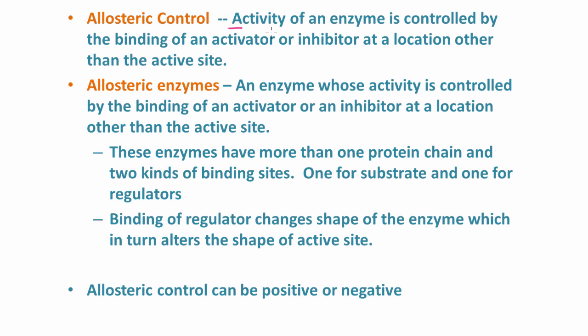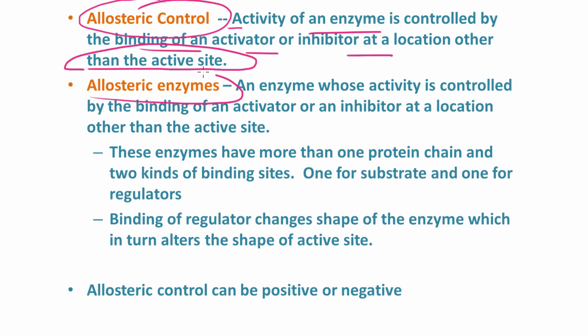Anyway, enzyme activity. We know it can be activated. We know it can be inhibited. So how does this happen? Well, the activity of an enzyme is controlled by the binding of an activator or inhibitor at a location other than the active site. So if this inhibitor or activator binds at a location other than at the active site, we call this allosteric control. An allosteric enzyme is an enzyme whose activity is controlled by the binding of an activator or an inhibitor at a location other than the active site.